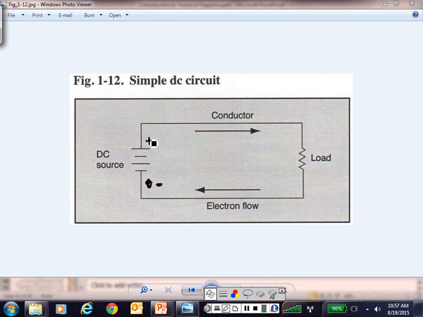Now, the problem with electrons is that like charges repel and unlike charges attract. Do you understand that? So the negative charge of your source is pushing the electrons, and then the positive is pulling them back. So this would be the direction of the current flow.